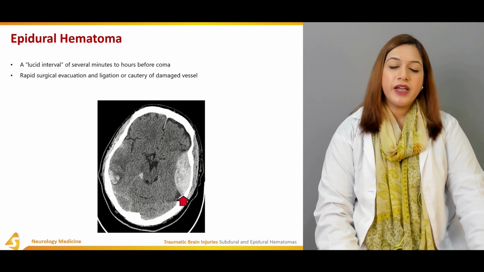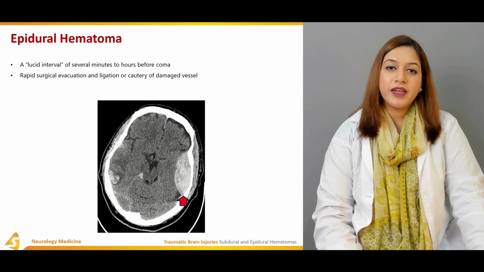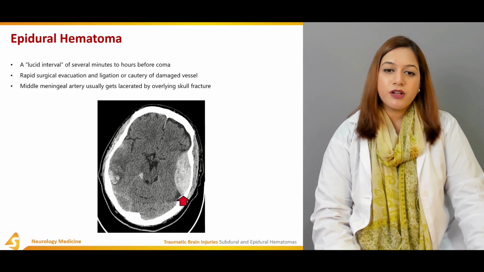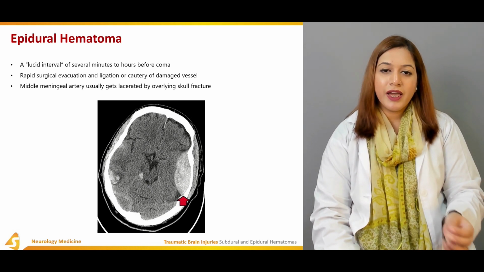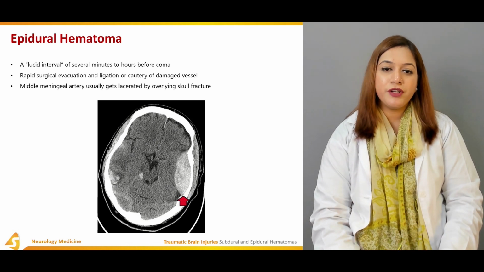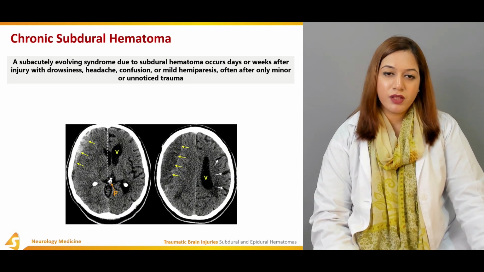In case of an epidural hematoma, rapid surgical evacuation and ligation or cautery of the damaged vessel is very essential. Epidural hematomas usually result from damage to an artery, in particular the middle meningeal artery. The middle meningeal artery usually gets lacerated by an overlying skull fracture, and its rapid surgical ligation is required in order to protect the patient's life.